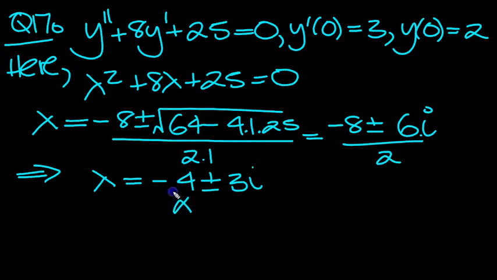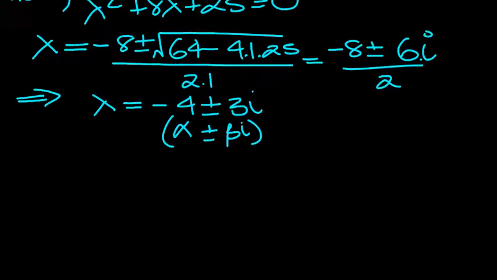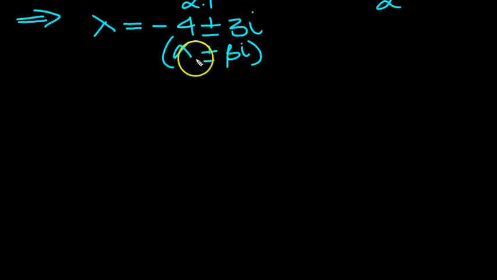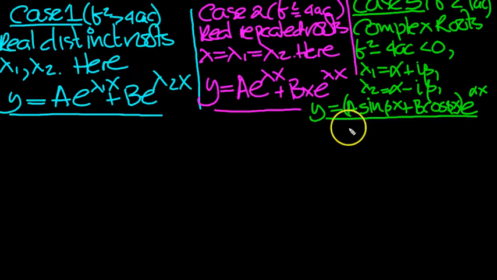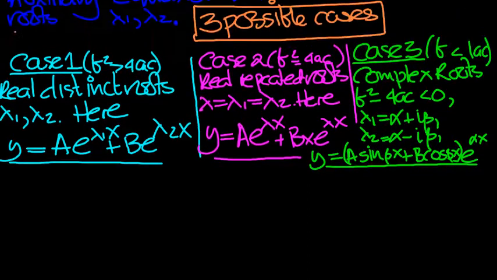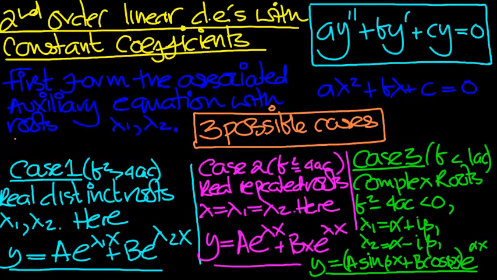So alpha plus or minus beta i, remember, from the solution for case 3. So we've got case 3 here then. There's our alpha and beta. Case 3 gives complex roots. So let's have a look at case 3. Here it is. I just moved this up slightly. Here's case 3, and that's what we've got here.